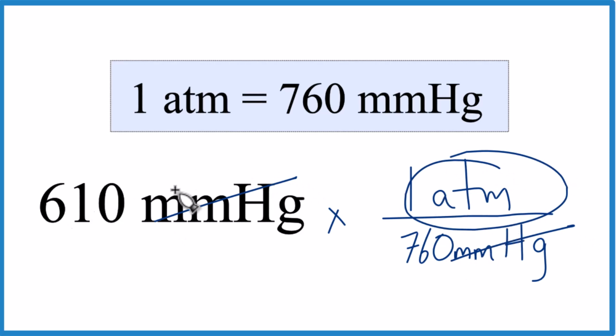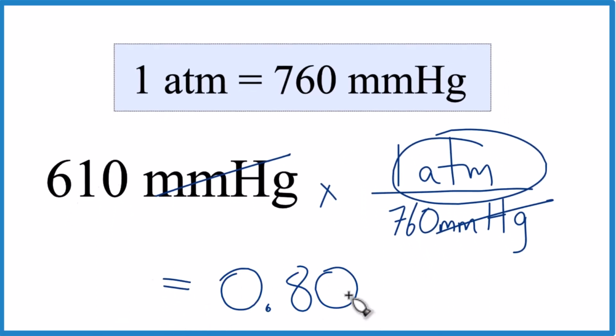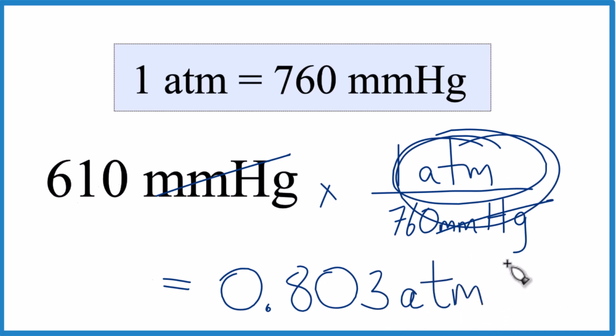So 610 divided by 760 gives us 0.8026. Let's call it 0.803, and the units, atmospheres. And that's all that's left up here, so we know we set this up correctly. So when we convert 610 millimeters of mercury to atmospheres, we end up with 0.803 atmospheres.